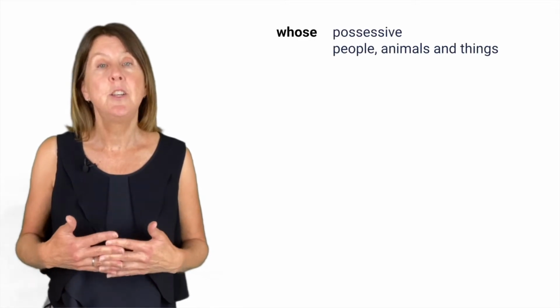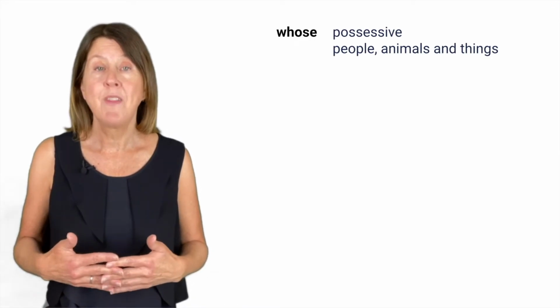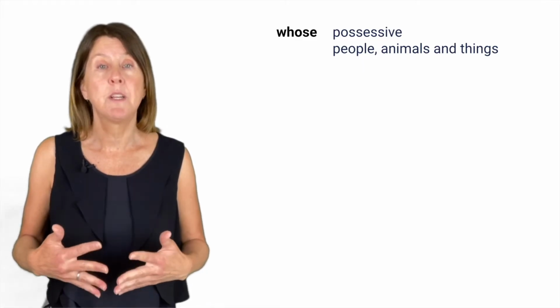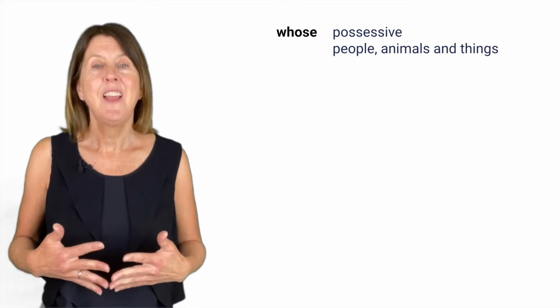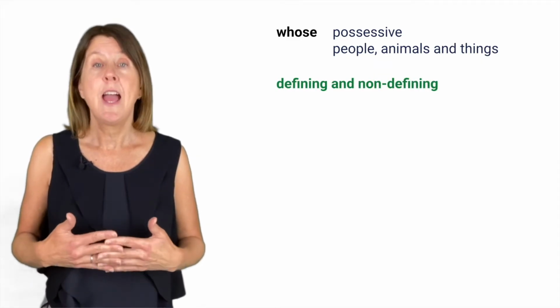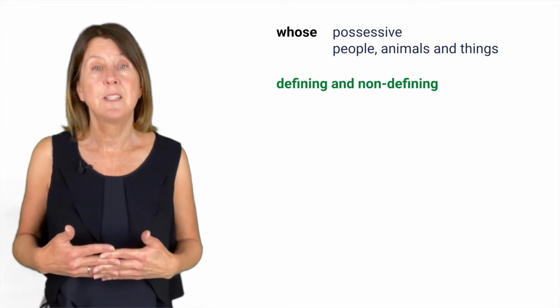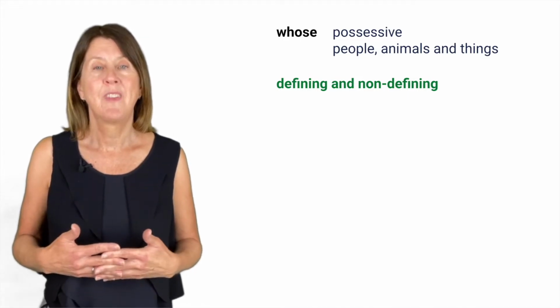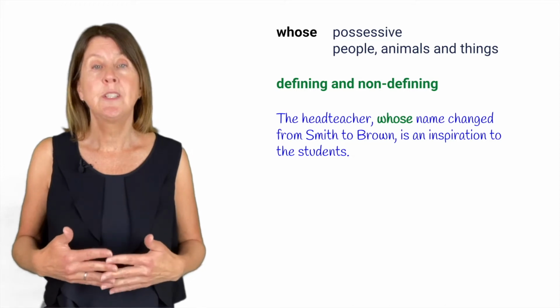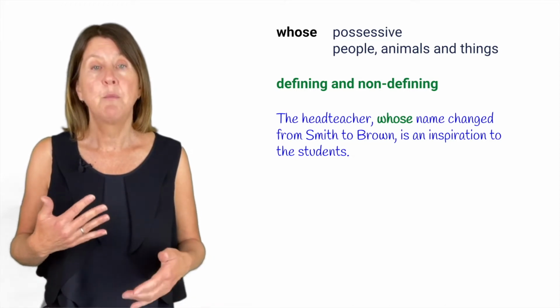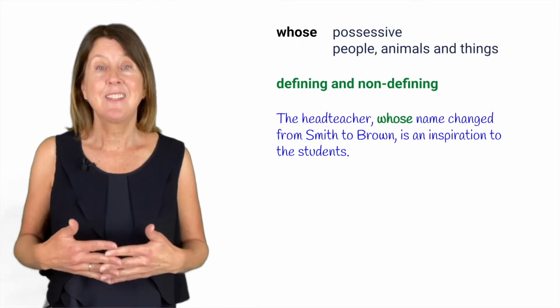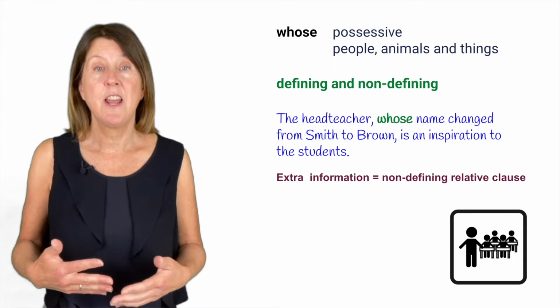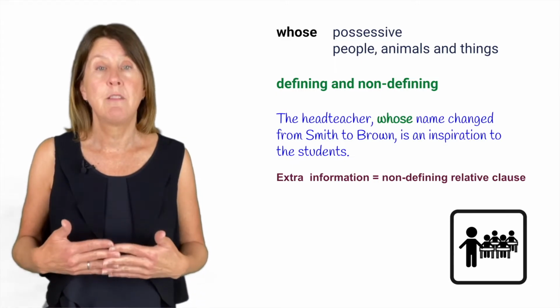Whose has a possessive meaning and is usually used for people and animals and sometimes things in a formal situation. Whose can be used in defining and non-defining relative clauses. For example, the head teacher, whose name changed from Smith to Brown, is an inspiration to the students. Here, this clause is giving us extra information and is therefore a non-defining relative clause.